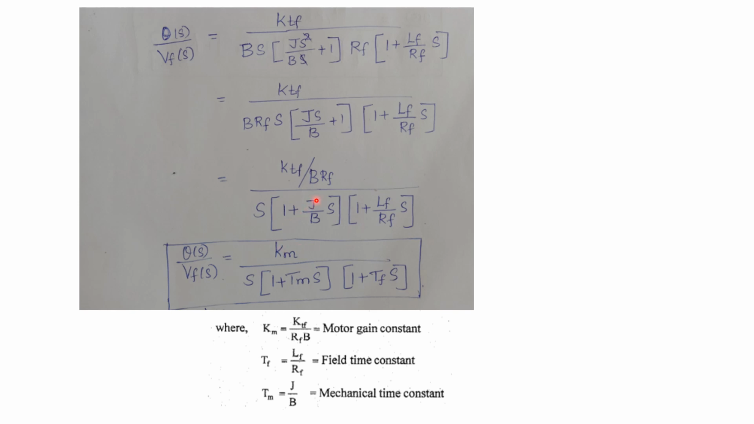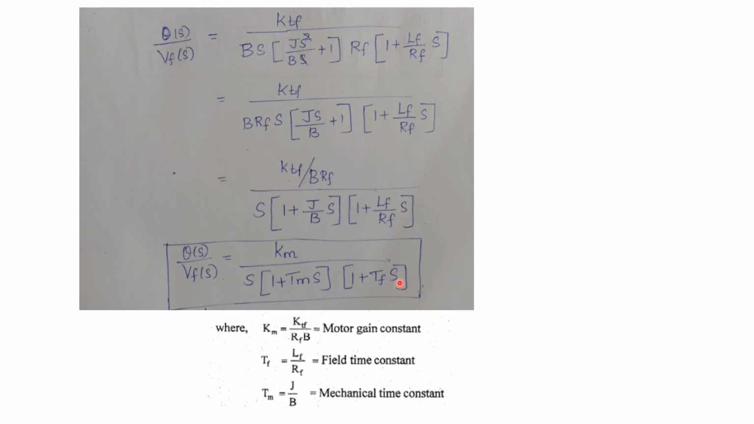Now these two are related to the mechanical load, so this can be represented by Tm, and this will be related to the field circuit, and it will be represented by TF. The value of TF will be LF by RF, that is field time constant. And the value of J by B will be the mechanical time constant because it is related to the mechanical load. And the numerator KTF by B into RF, that is nothing but motor gain constant. So this is the required form of the transfer function of field control DC motor.